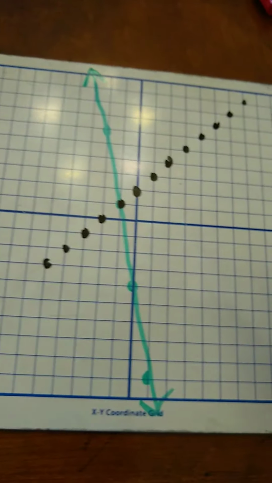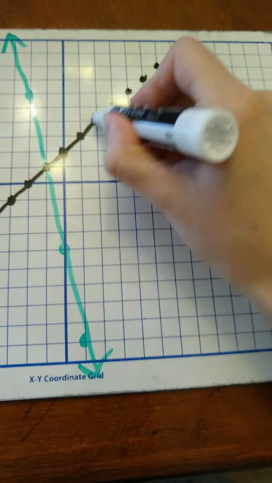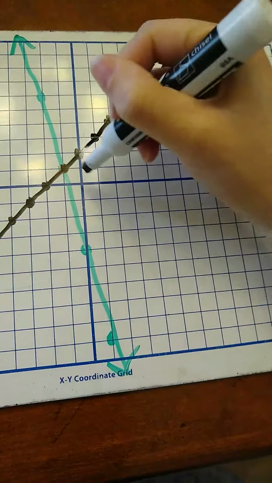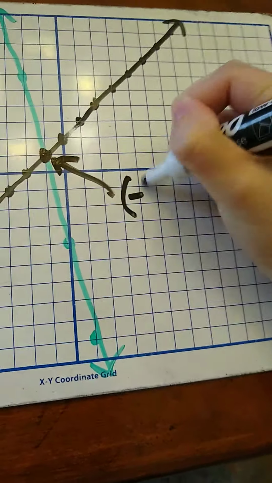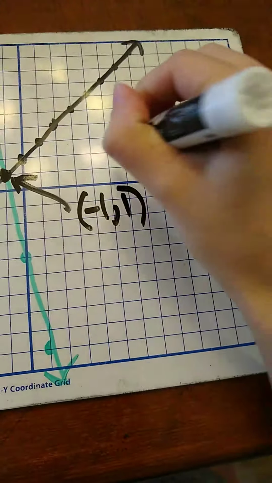And I can actually see where they're crossing already. So I'm going to go ahead and draw that. And they cross right there at that point, which is (-1, 1). So that's my final answer.